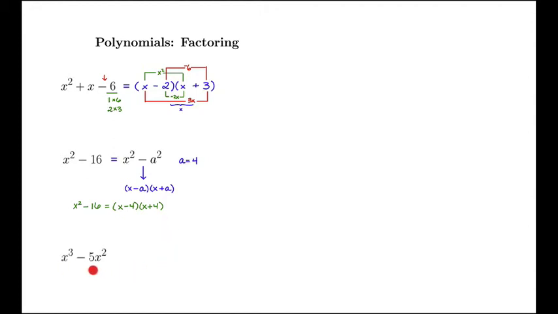One other type of factoring we need to be able to do is factoring out a common piece from each term. So in this example, x cubed minus 5x squared, I see that each term has an x squared in common, so I'll write that in front. And in the first term, what's left over is an x, and in the second term is a minus 5.